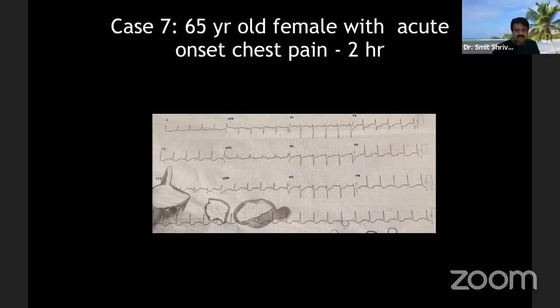I'll run through the ECG. Sorry for the bad quality of the ECG. This is sinus rhythm with 1:1 AV conduction. You can definitely see ST elevation in lead 1 and AVL with T inversion, and prominent ST depressions in V2 to V4. She definitely has some form of an MI, maybe NSTEMI or STEMI.